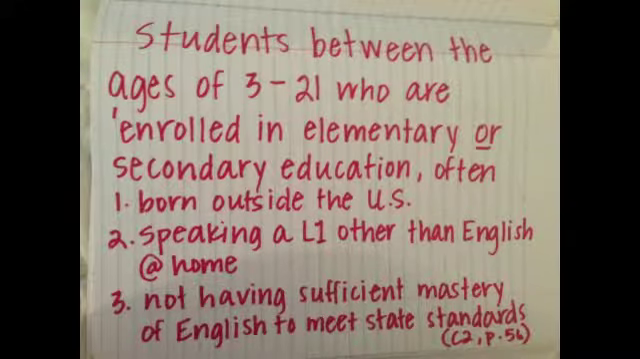According to the federal government, ELLs are students between the ages of 3 and 21 who are enrolled in elementary or secondary education, often born outside the U.S. or speaking a language other than English in their homes, and not having sufficient mastery of English to meet state standards and excel in an English language classroom. The ELL population in the United States is growing more rapidly than educators and researchers have been able to keep up with pedagogy, criteria, and assessments for those students that qualify.